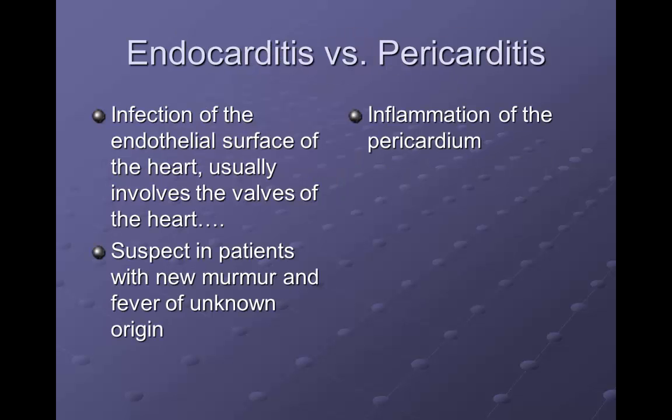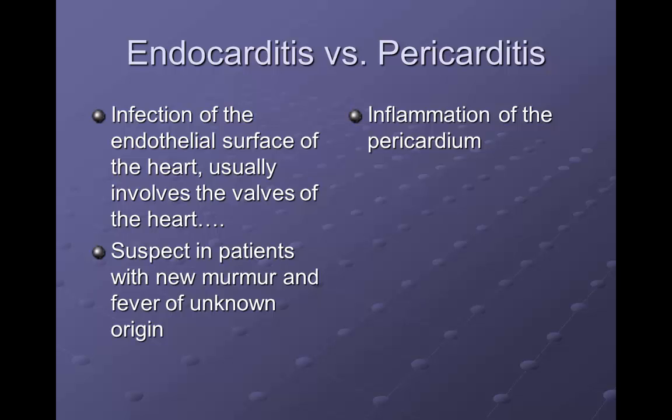Now let's try to differentiate, and we're going to go over endocarditis now. Endocarditis versus pericarditis. Remember that pericarditis is an inflammation of the pericardium. Okay, it's the outside layer of the heart. Even though it could be produced by bacterial infection, the main pathophysiology is not an infectious process of the endothelium of the heart. It's the pericardium.